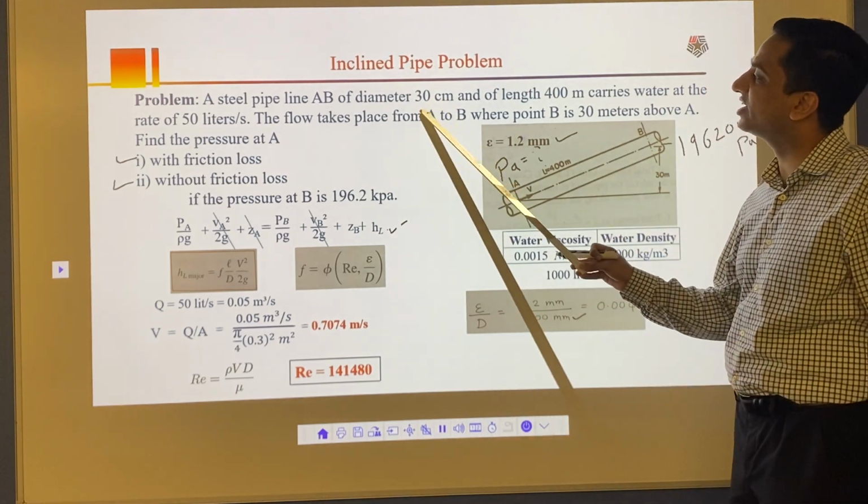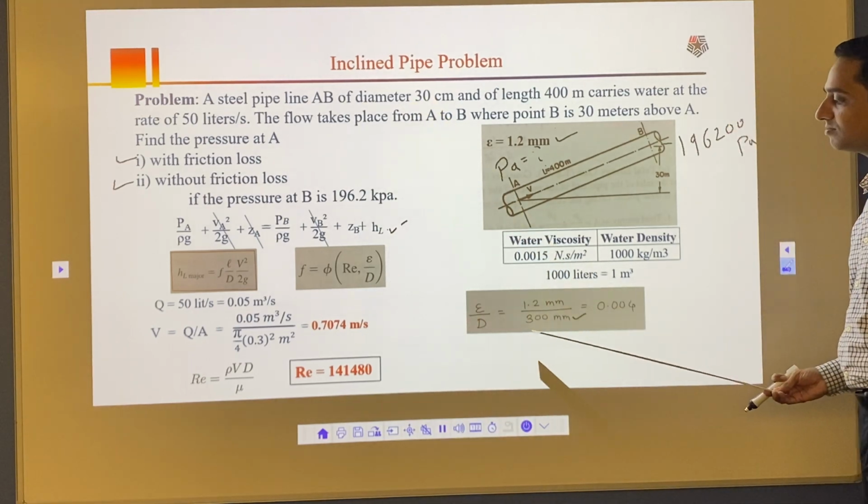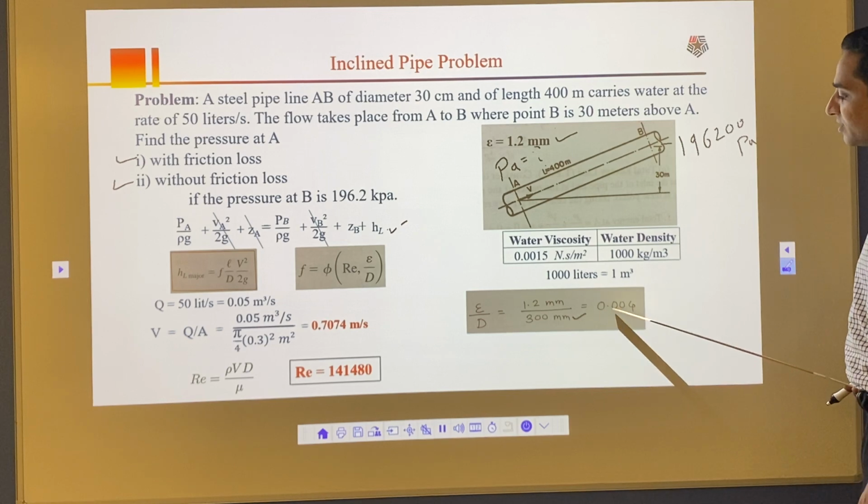So here 30 centimeter is the diameter. 30 centimeter is 300 millimeters. So 1.2 mm by 300 mm, and then you will get your epsilon by D, 0.004.